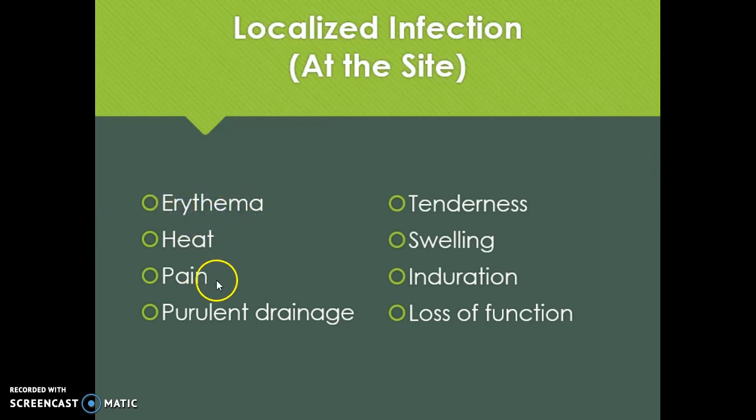Obviously heat, pain, purulent drainage, tenderness, swelling, induration, loss of function. People can have cellulitis of a joint, and you might see a little bit of swelling. You might not see any redness, but that joint won't even move because it hurts so bad. So depending on the kind of infection, it will settle in a certain site.